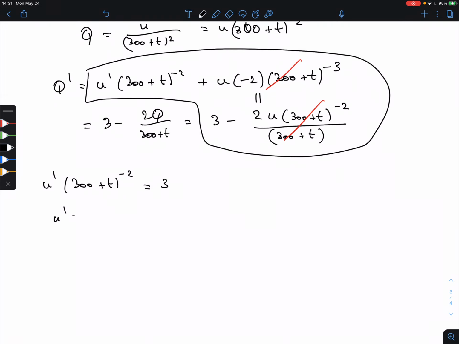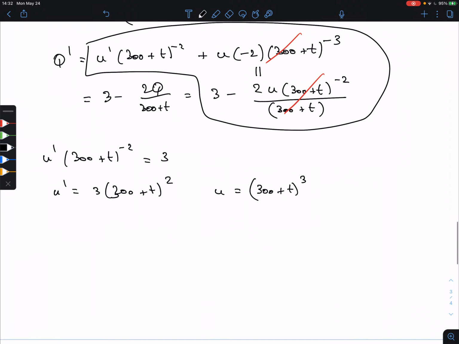Okay, so u prime is 300 plus t squared. Well, that's easy. So u is then... even the 3 is nice. It is actually (300 plus t) to the power 3. And this is what I showed you sometimes, that it's easier to integrate it this way than expanding it and then integrating as a polynomial. It is just a variable or a linear form of variables to a certain power. So it is really the power rule.